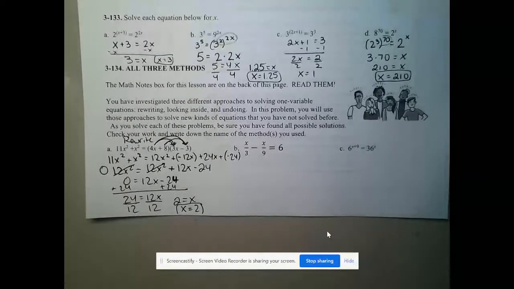I couldn't undo. I couldn't divide both sides by a number. There were no fractions. There were no excessive decimals, no extra zeros, no exponents. So that was a clear rewrite situation.